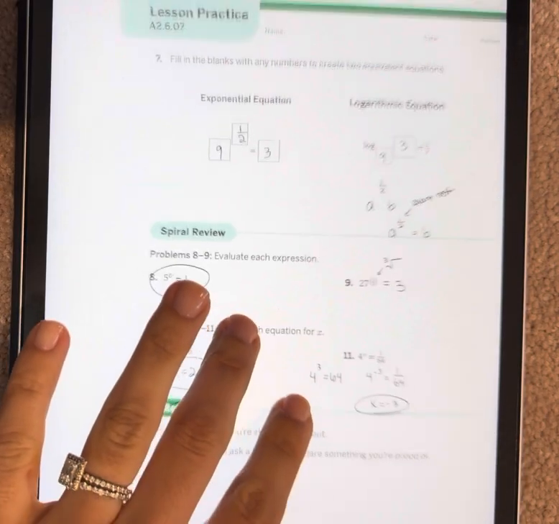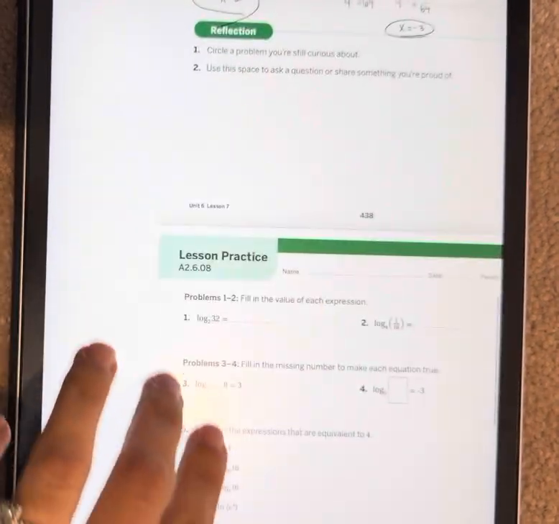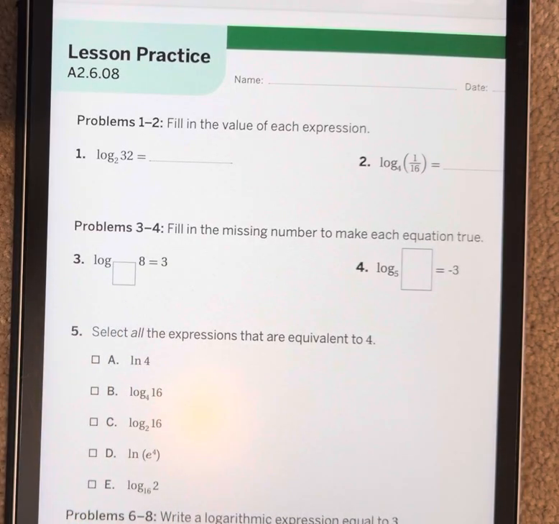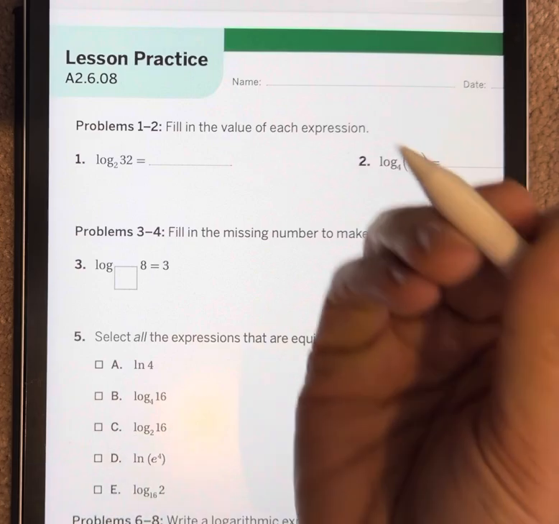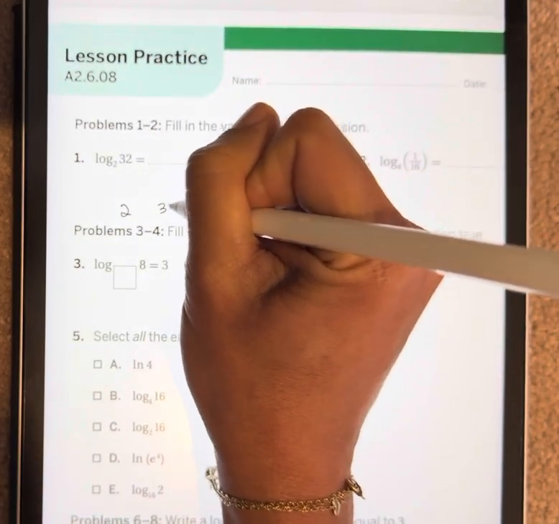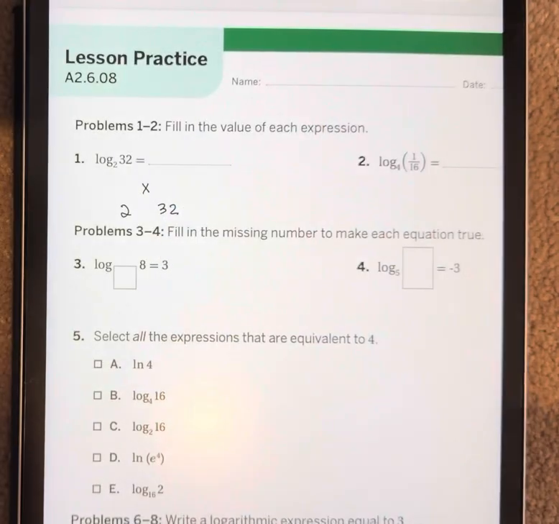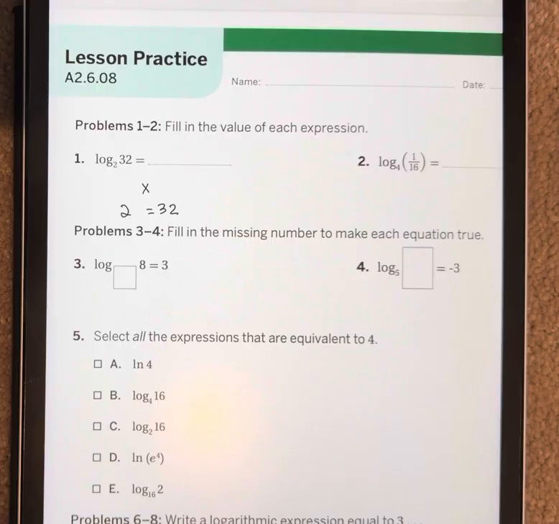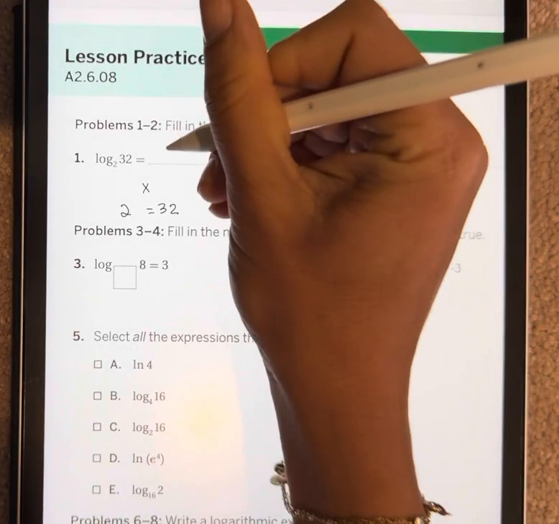Okay. Here we go. 6.8. Fill in the value of each expression. Let's do it. We're going to still try not to use our calculators, you guys. I know you can go change of base formula with this. Don't do it. Okay? I want you to understand this is saying 2 here, 32 here, unknown value up here. 2 to what power equals 32? Okay? And that is 5.